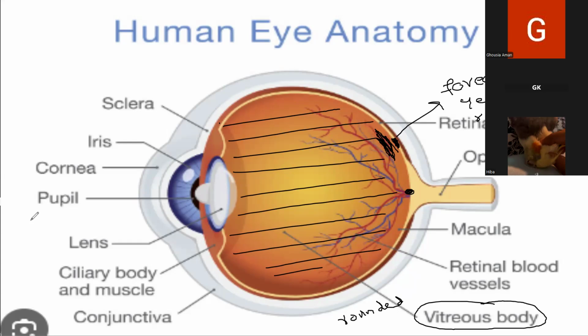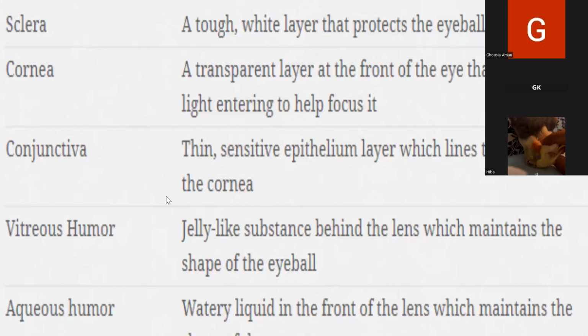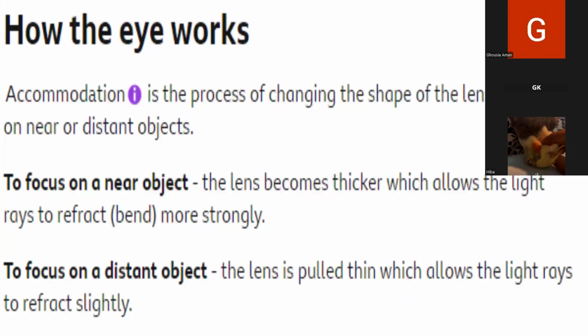Acha. So this is the structure of our eye. Is this clear to you? You will see the class recording and then the notes are here. Everything is here. Okay. You will read the notes from here. Acha. Then how our eyes work.